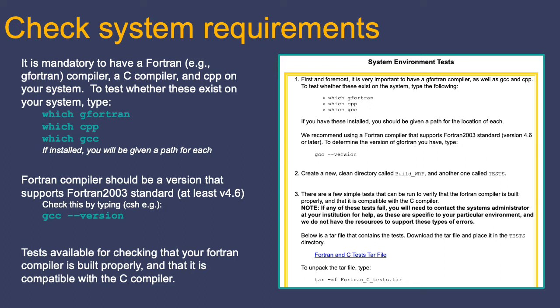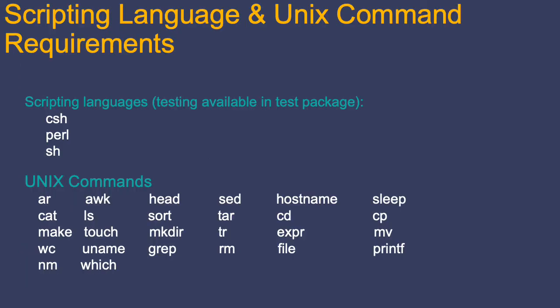You can then download quick tests that will check that your compilers are installed correctly and compatible with each other. You'll also need to make sure you have the C shell, Perl, and shell scripting languages available, as these are included in the WRF code.